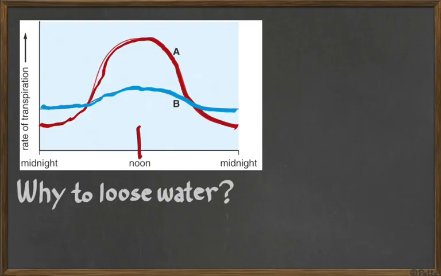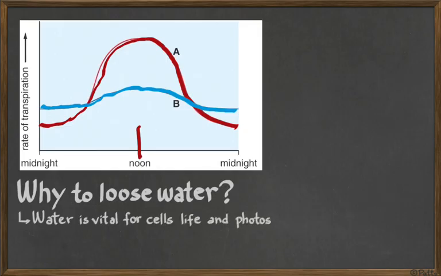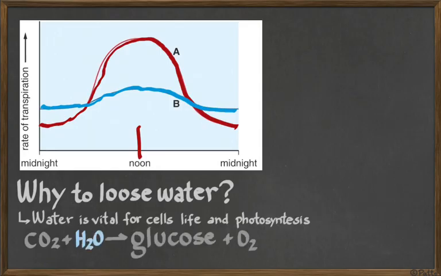So why would the plant want to lose water? That is a question for another lesson, because water is very, very important for the cell. Water is what plants use to be alive and to do photosynthesis. Photosynthesis: carbon dioxide plus water to make glucose and oxygen. So why lose water? That is the question.